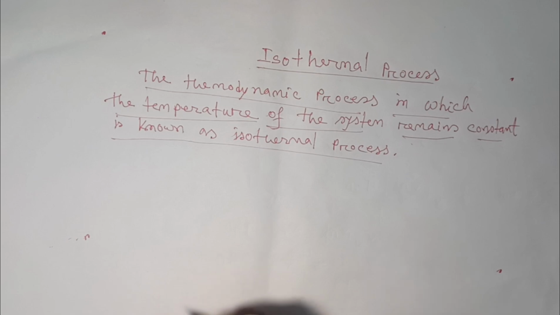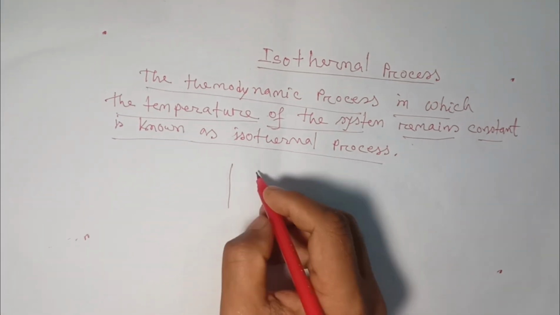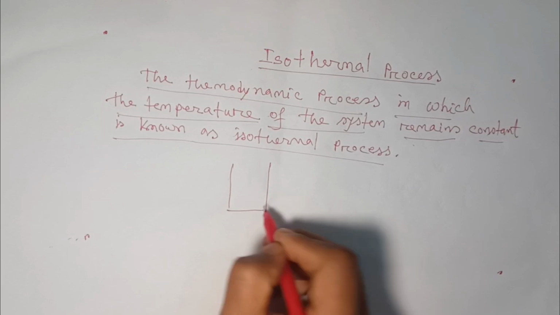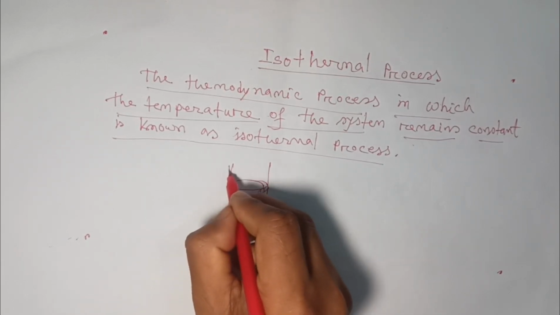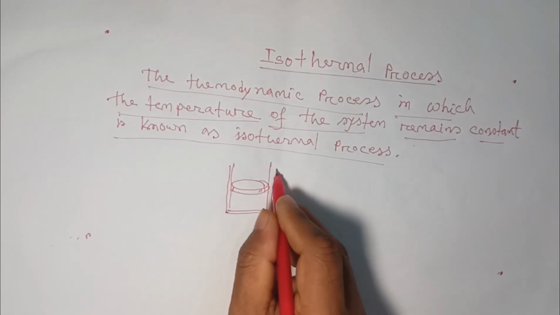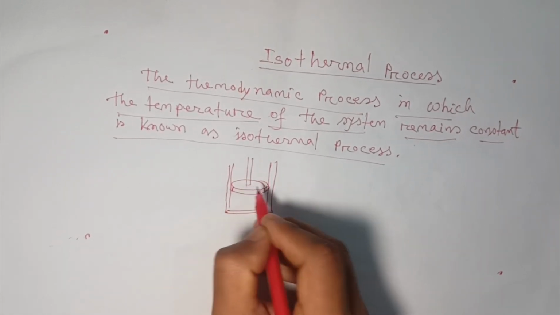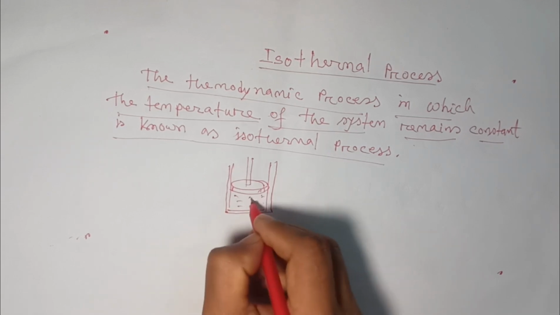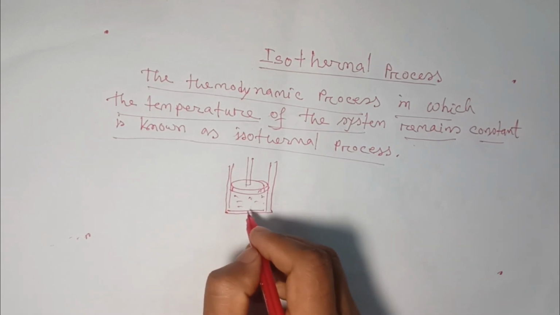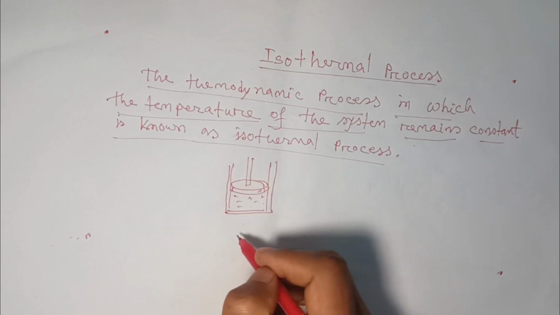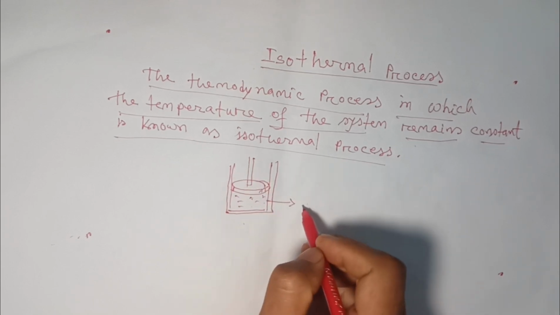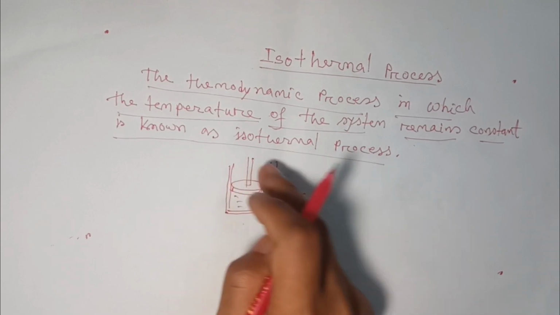In isothermal process, the temperature of the system remains constant, so Boyle's law can be applied. Let a cylinder filled with gases and fitted with a movable piston be our system. Energy can go out and come in through the cylinder.